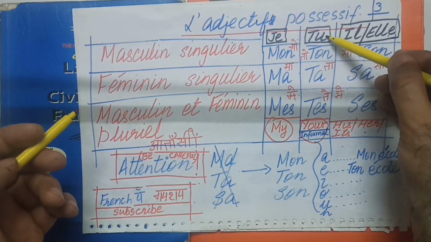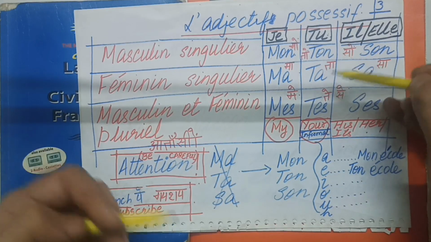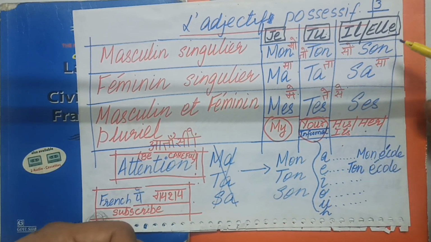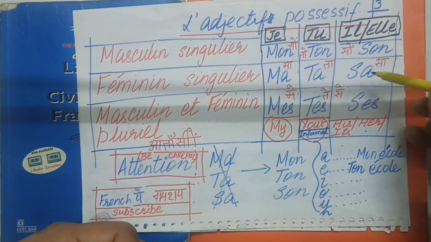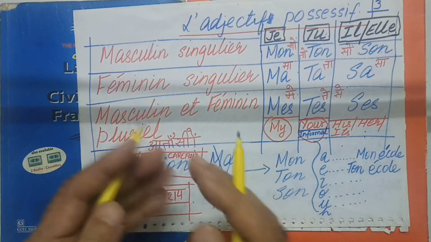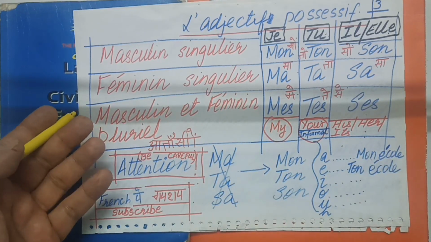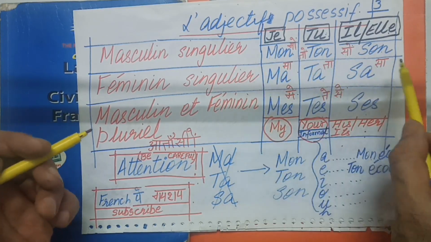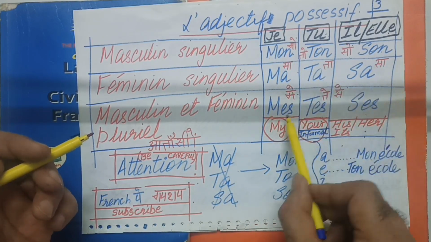Your, because this is informal you. So if I want to say informal your, I'll say ton, ta, tes. If I want to say his or her or its, I'll say son, sa, ses. Now another way to memorize these possessive adjectives, you can go like this, because they rhyme. Mon, ton, son, ma, ta, sa, mes, tes, ses.